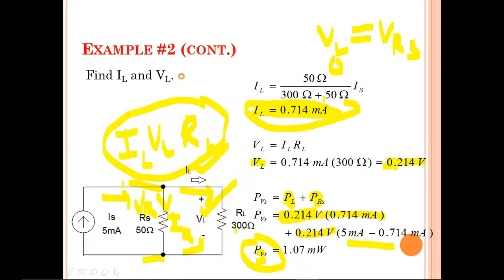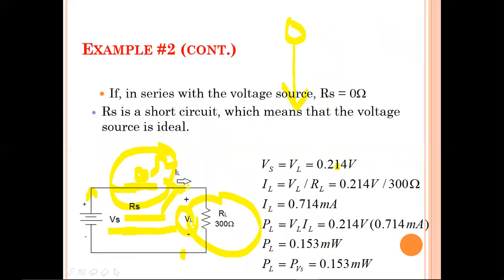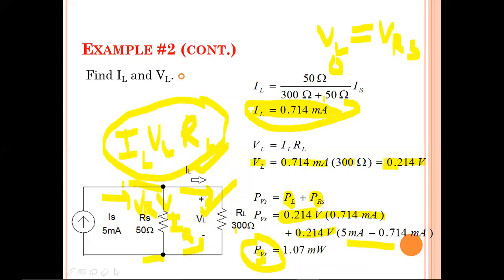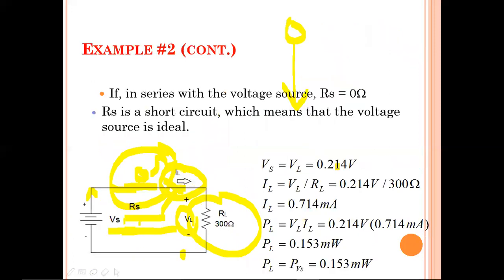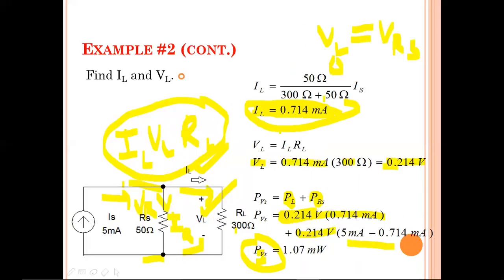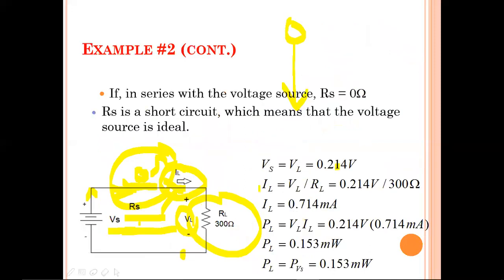See, 0.714 after multiplying with 300, you will get 0.214. Then after multiplying with this load current, which you already know, or if you know the VS values and substitute those 0.214 over here, you will get VL, right? And you will get IL also, from the previous side 0.714. If you substitute 0.714, you will get the same value of voltage. So you can do it in different ways for the finding of VL and IL.